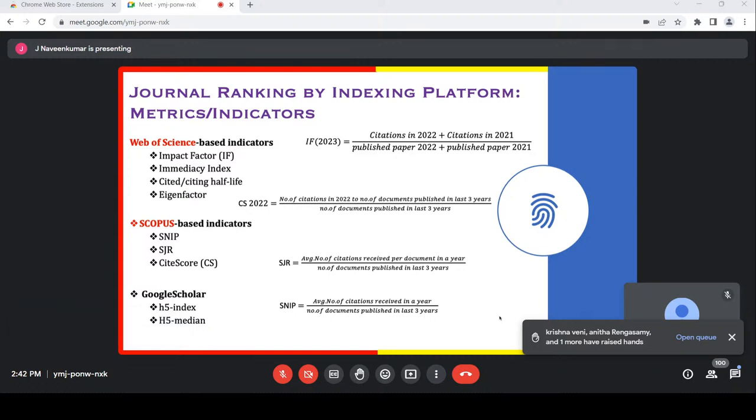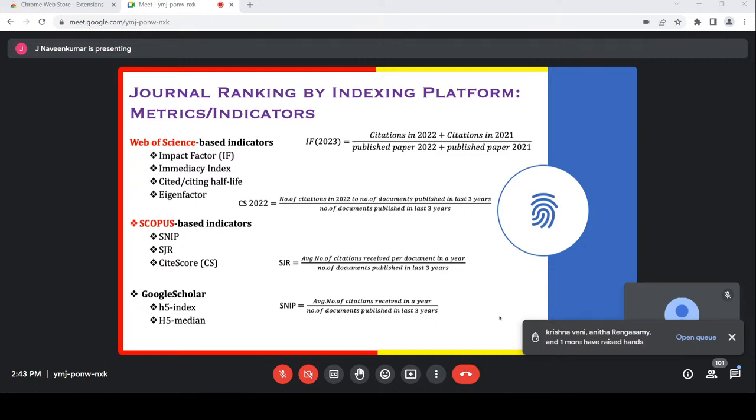Okay, so for each ranking, I was talking about the measure metric, right? The journal metrics basically help you understand the citation scores and the impact factor. These journal metrics help you compare and rank research journals, and you can also rank the publications based upon some set of metrics.